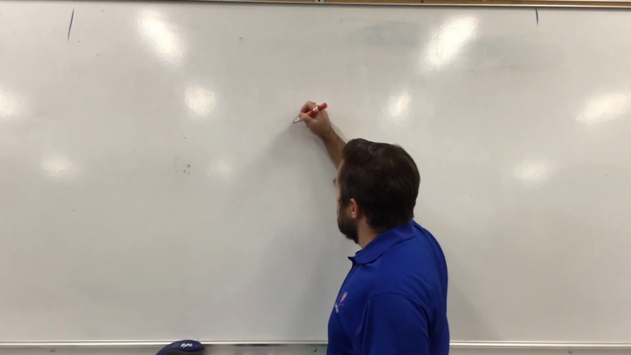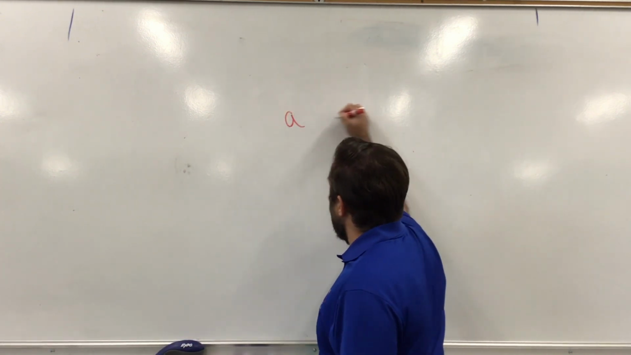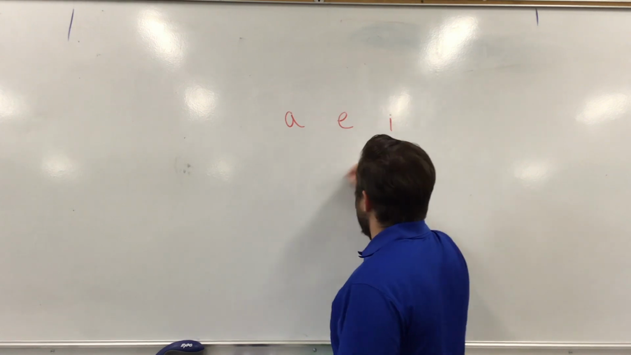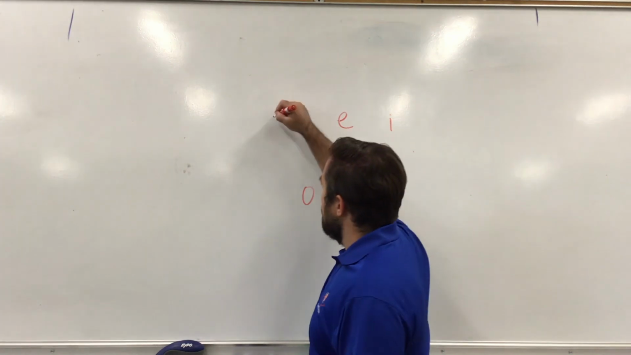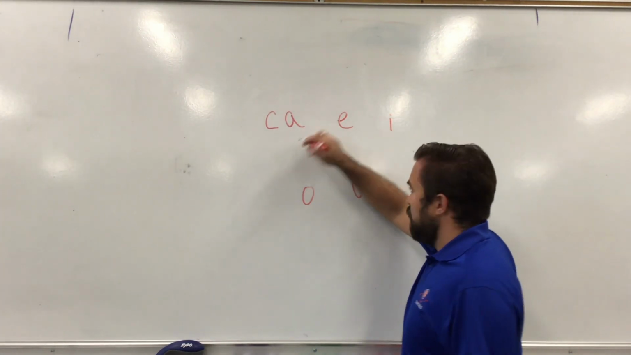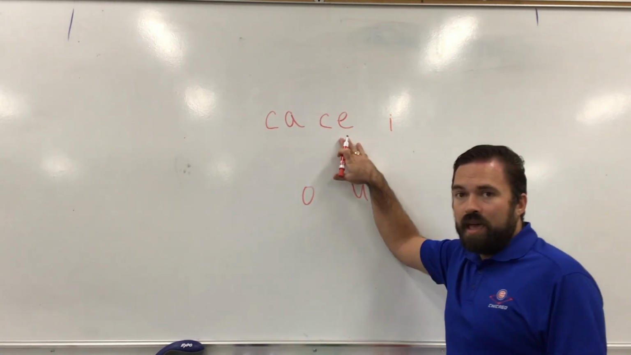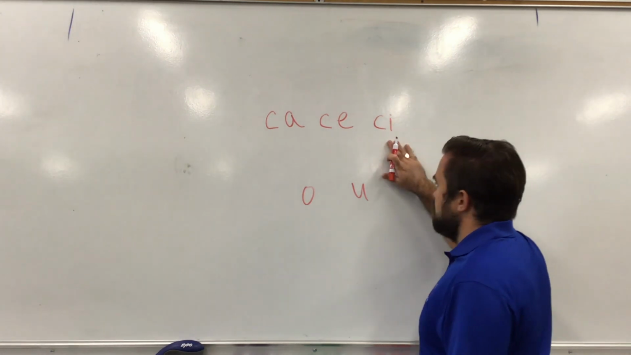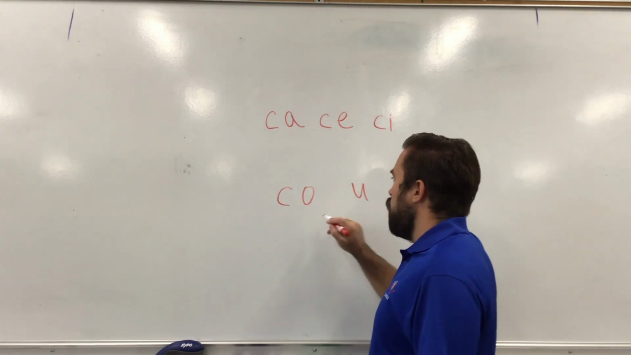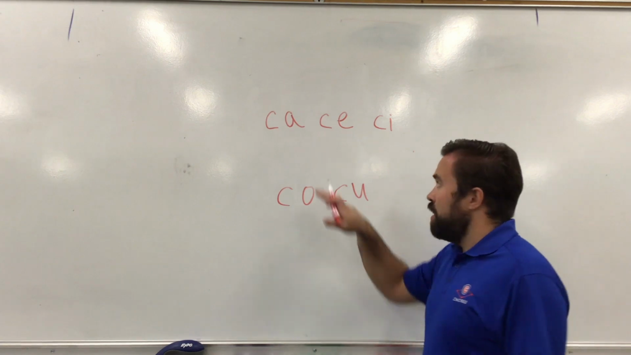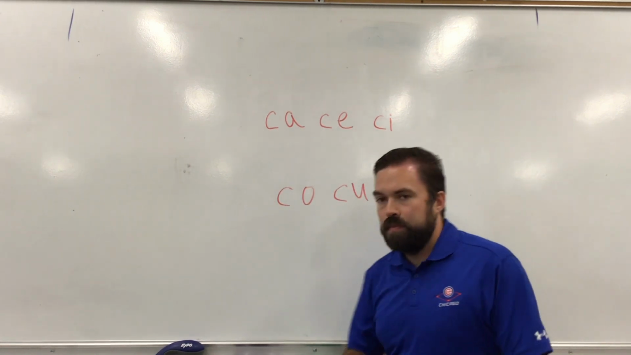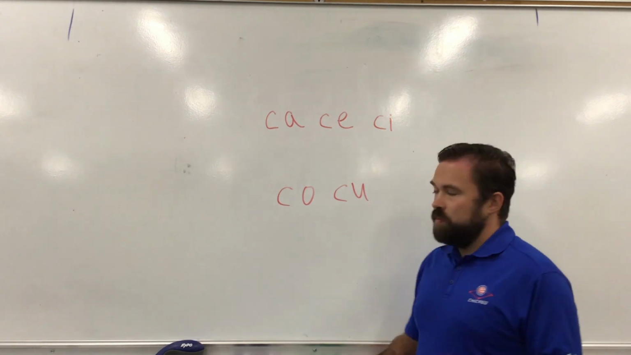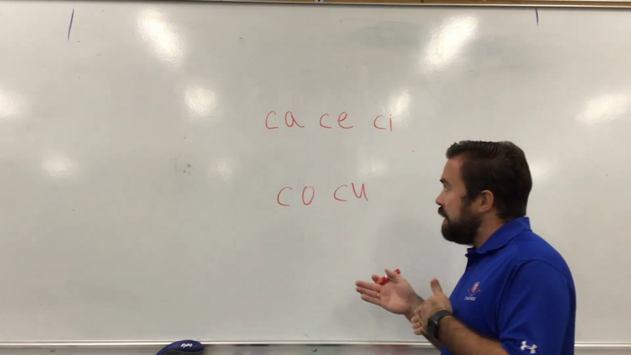In Spanish, let's start with our vowels: A, E, I, O, and U. If I put the C onto them, ca, but that's ce, and this is ci, co, and cu. Ca, co, cu, but ce and ci. So the question now is, how do I spell the sounds ke and ki?